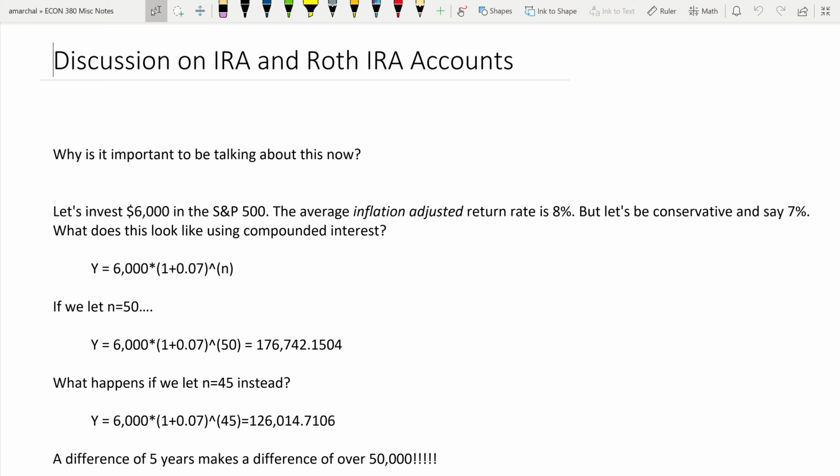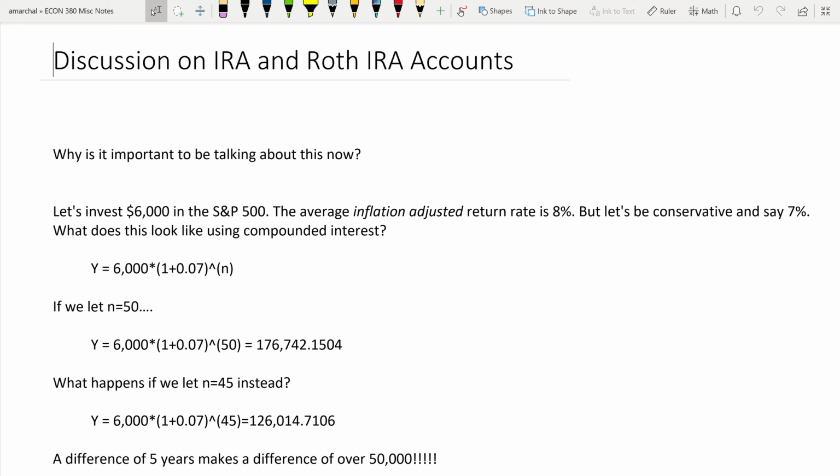The average inflation adjusted return rate is 8%. So this means after inflation, the real return is 8%. Per year, it's actually about 10 to 11%. But of course, the Fed targets 2% inflation every single year. But let's be even more conservative and say 7% compounding interest.